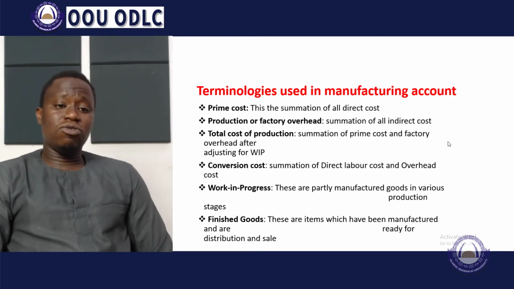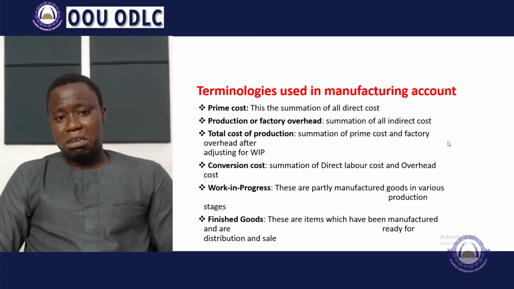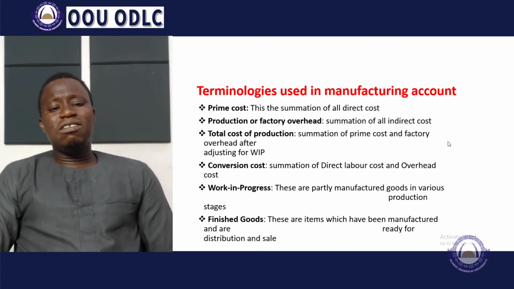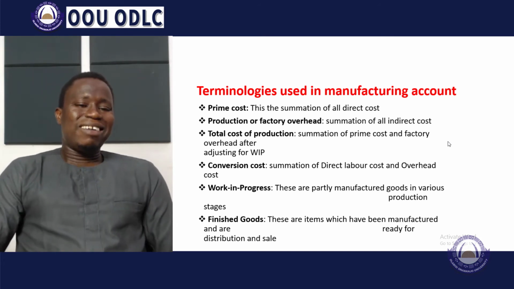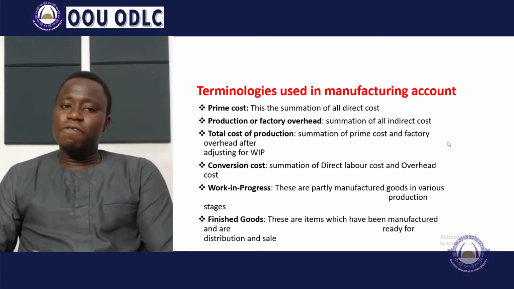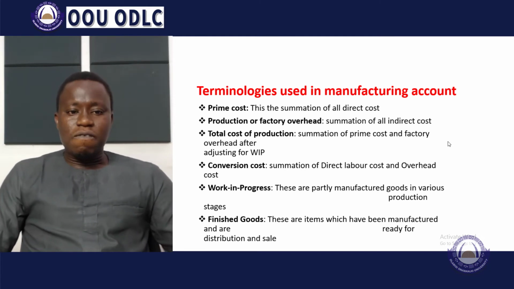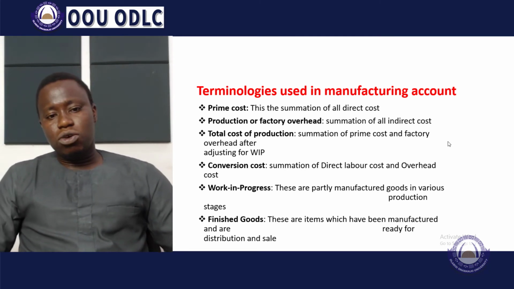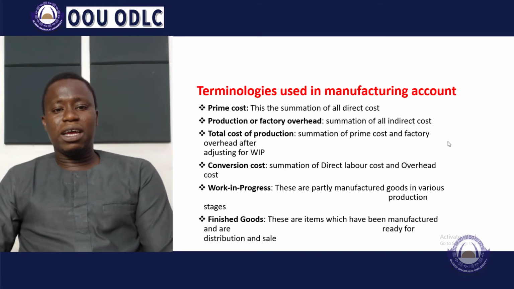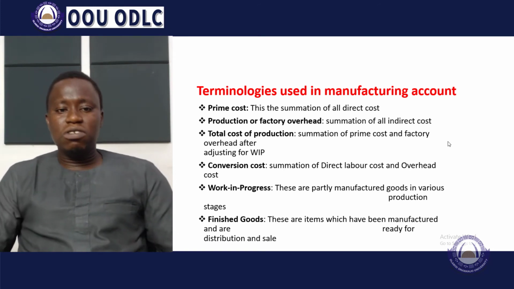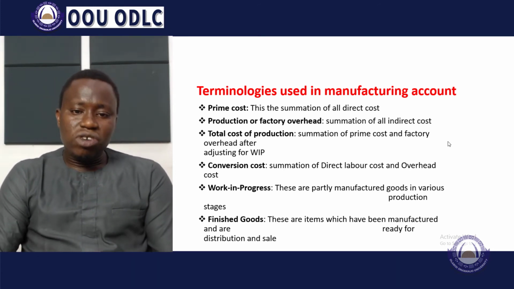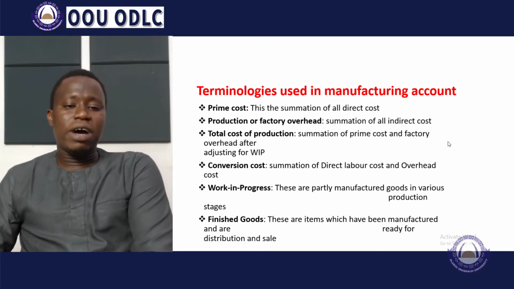Then another cost is what we call the conversion cost. When we say the conversion cost, it is the cost that you incur in transforming the raw material into finished goods. So from the word conversion, it is the cost you incur to convert the raw material to finished goods. And in most cases, the conversion cost is usually the labor cost and the overhead cost.